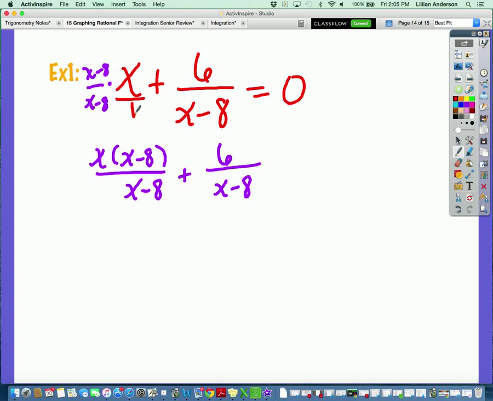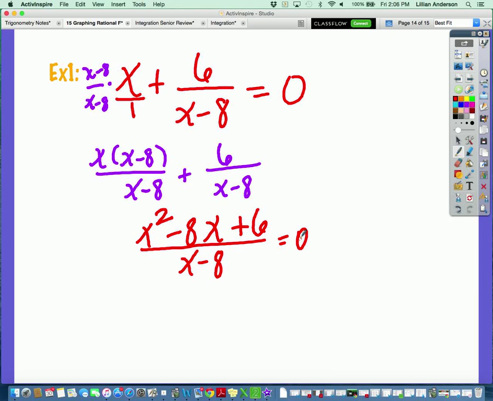So in order to add these two together, we're going to have that common denominator, which is going to be x minus 8, has to be the same. Okay? And now that it's the same, what can you do? Add them together. So if I distribute, that's an x squared minus 8x, and then I'll have a plus 6 all over x minus 8.